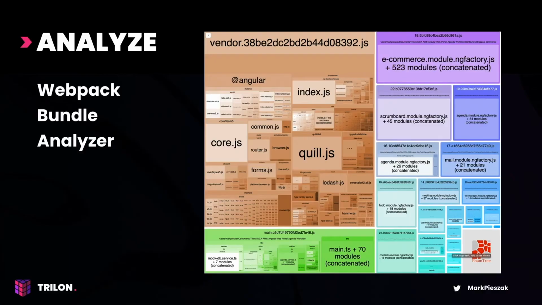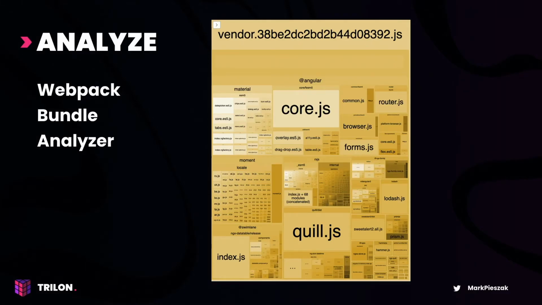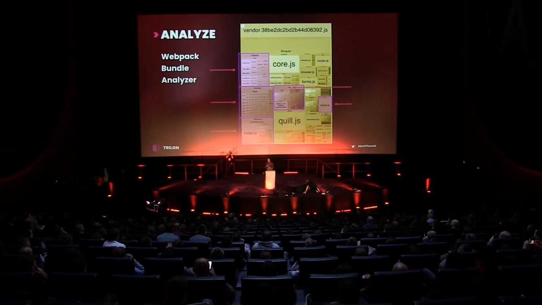Well, Webpack Bundle Analyzer, if you haven't used it, is an incredible tool that helps you visualize your architecture. You can see what's part of your main bundle, what vendors or third-party libraries, and the size of your lazy chunks. So here's kind of a somewhat realistic application that's making a few mistakes that we can spot right away with Webpack Bundle Analyzer. Right away we can kind of see that we're using all of Material, all of RxJS, and Lodash, and Moment. So these are easy fixes. We can make sure we import only what we need. We can remove things like Moment, maybe switch to something lighter weight. Same thing with RxJS. And make sure we're importing specific things.